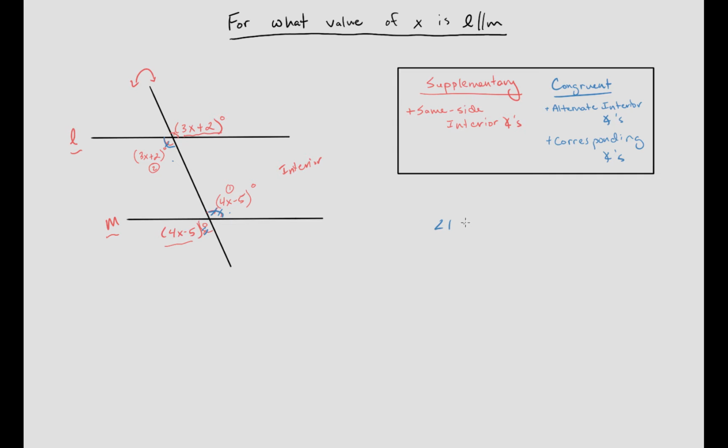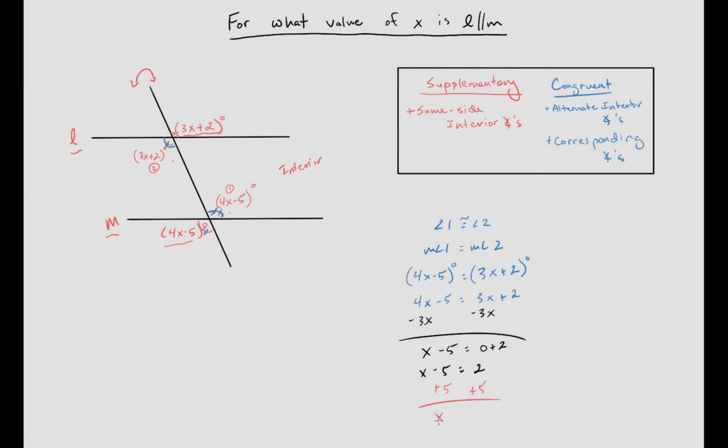I know that angle 1 is congruent to angle 2. Therefore, the measure of angle 1 is equal to the measure of angle 2. And therefore, I can plug in the values for them. The measure of angle 1 is 4x minus 5 degrees. And I know that has to equal the measure of angle 2, which is 3x plus 2 degrees. We can just drop the degree sign on both sides and go ahead and solve for x. So now we have that x equals 7.